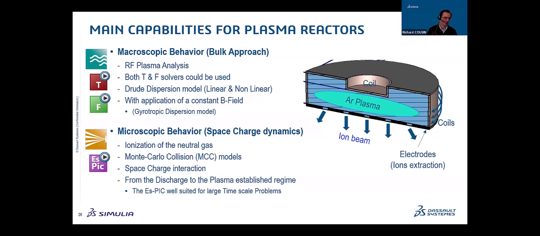I will talk about this a bit later during the semiconductor manufacturing talk, and then you will see how this can be used. If you also have applications of a constant magnetic field, which needs to be superimposed on the process, then this is something that you can do with the gyrotropic dispersion model. So this was for the macroscopic behavior when the plasma is treated as a bulk.